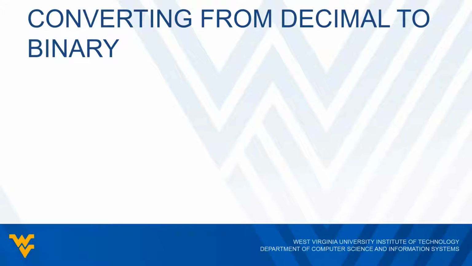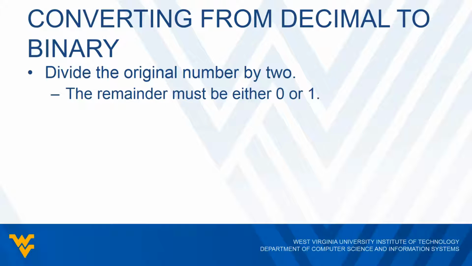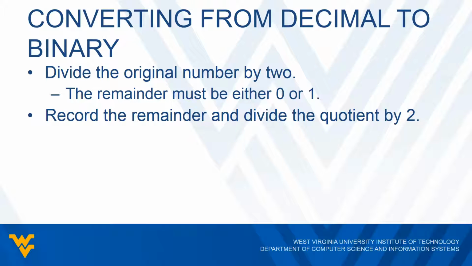Let's take a look at how we would convert a decimal number into binary. The main idea is that we're going to repeatedly divide the number by 2. So we'll take the original number and divide it by 2, which means that the remainder is going to be either 0 or 1. We'll record this remainder, and then we'll take the quotient and divide that by 2.